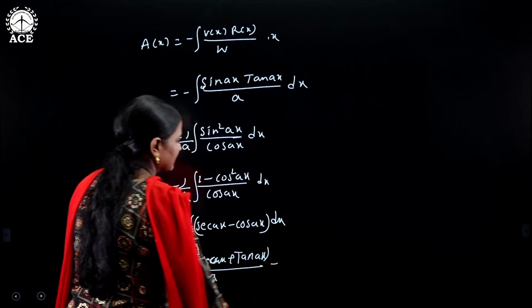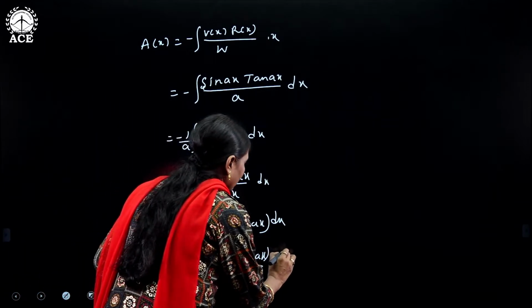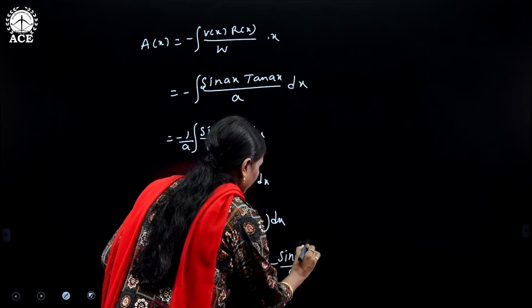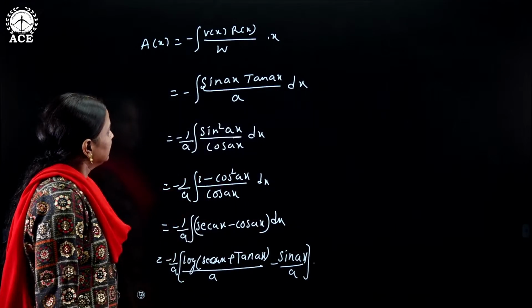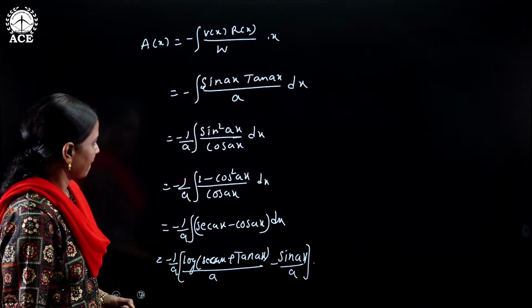Next, minus, what is integration of cos? Integration of cos is sine. So that is equal to sine ax by a. This is the A value. Next, find the B value.